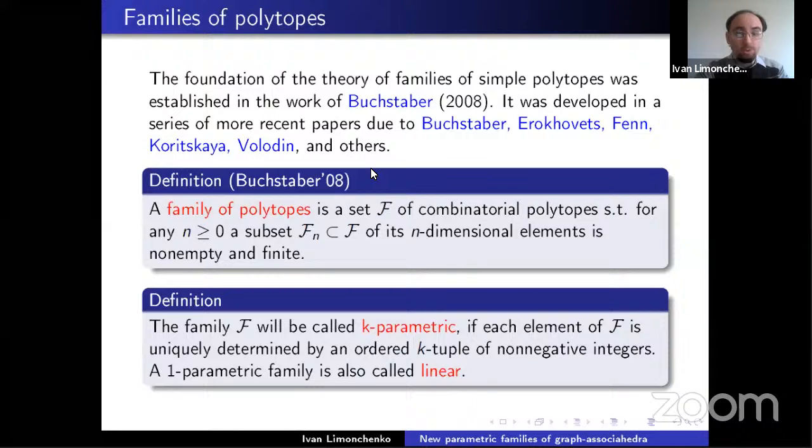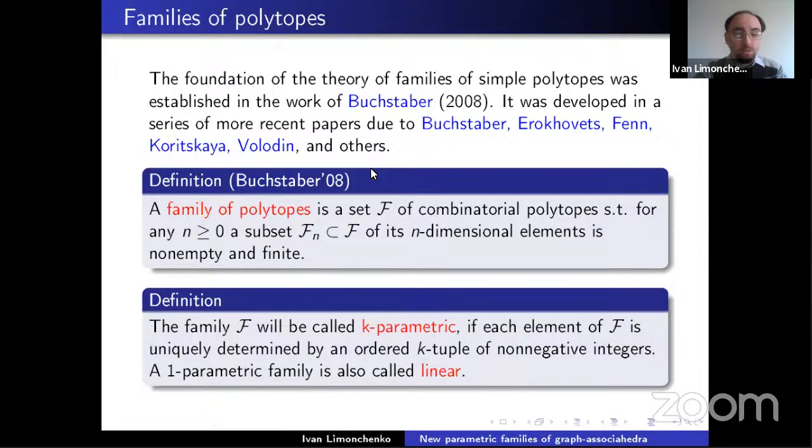First of all, I would like to recall some of Buchstaber's theory of simple polytopes. It was developed in a series of papers by Buchstaber, Erokhovets, Fan, Karitsky, Volodin, and others. The basic definition by Buchstaber is that a family of polytopes is a set of combinatorial polytopes such that for any positive integer n, the subset of n-dimensional polytopes is non-empty and finite. Such a set is called a family of polytopes.